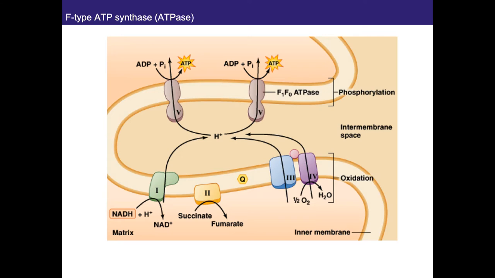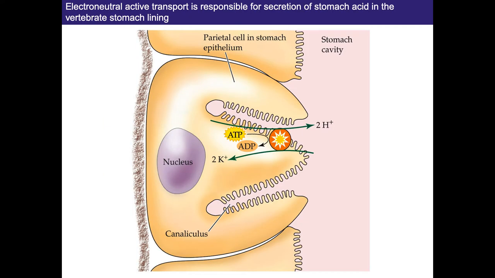So one more, I think nutrition students might be very interested in this primary active transporter. This is another primary active transporter that's actually located in parietal cells in the stomach. It is responsible for the secretion of stomach acid. After you eat a meal, your epithelial cells produce so much acid and transport it into the lumen of the stomach that your pH can get as low as 2 in the stomach right after you eat a meal.